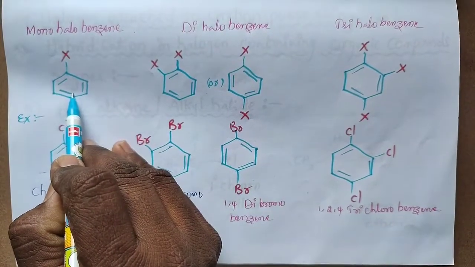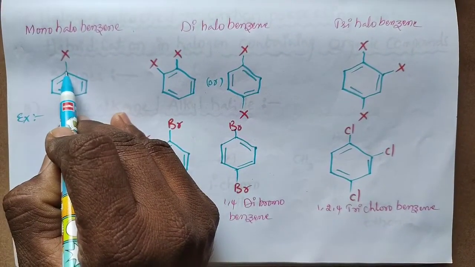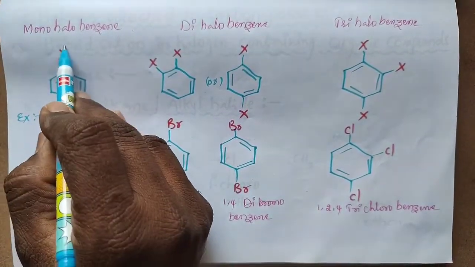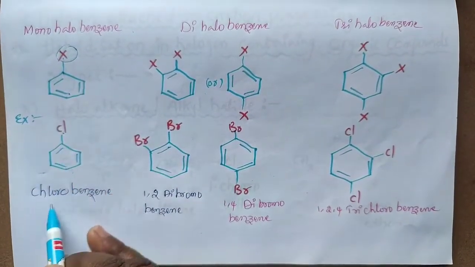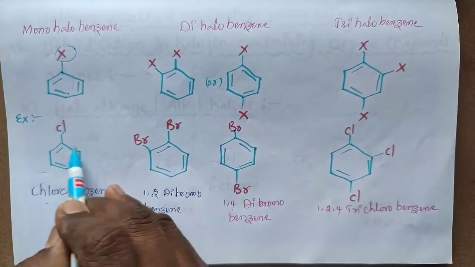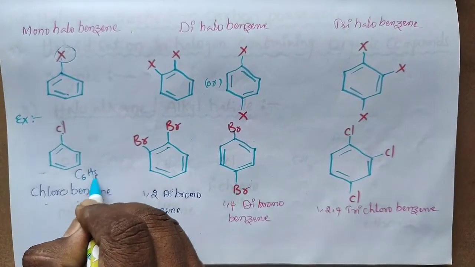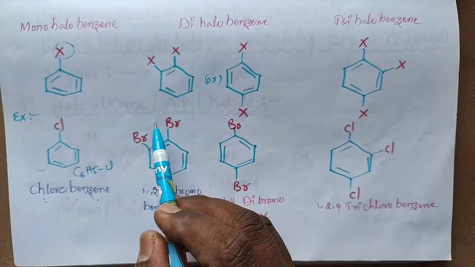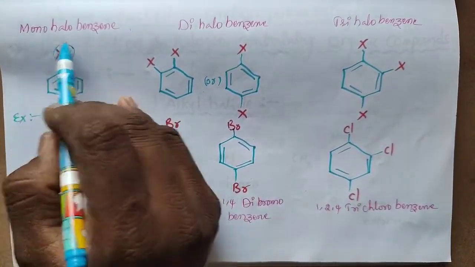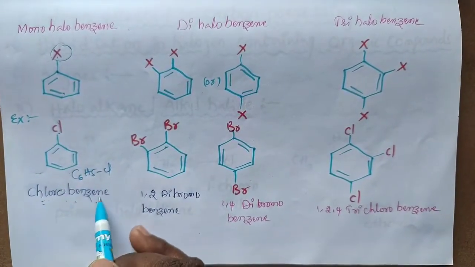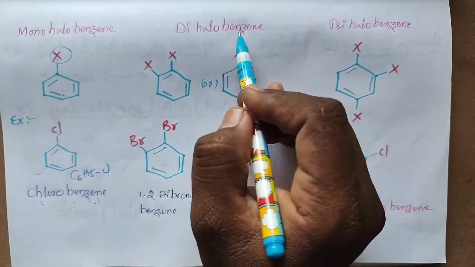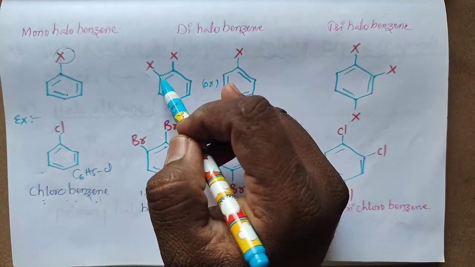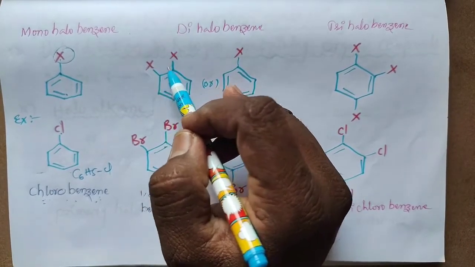This is benzene, where one of the hydrogen positions is substituted with a halogen. For example, if the halogen is chlorine, that is chlorobenzene, C6H5Cl. Actually this is a monohalobenzene, also called monochlorobenzene. Dihalobenzene has two halogens bonded to the benzene, that means two hydrogen positions are substituted with two halogens.